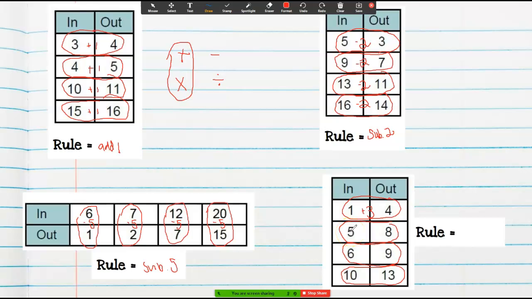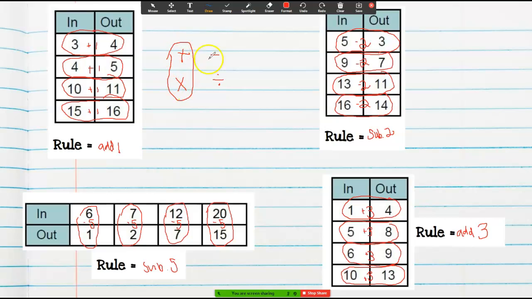5, 6, 7, 8. I'm also adding 3. 6, 7, 8, 9. I'm also adding 3. And so now I can tell that adding 3, 10 plus 3 is 13, is my rule. So I'm going to write that down. Add 3. Okay? So that's how you do it. Make sure you figure out the first one.